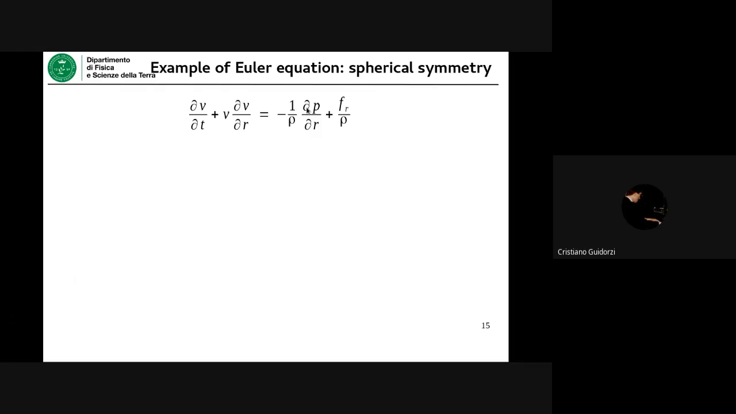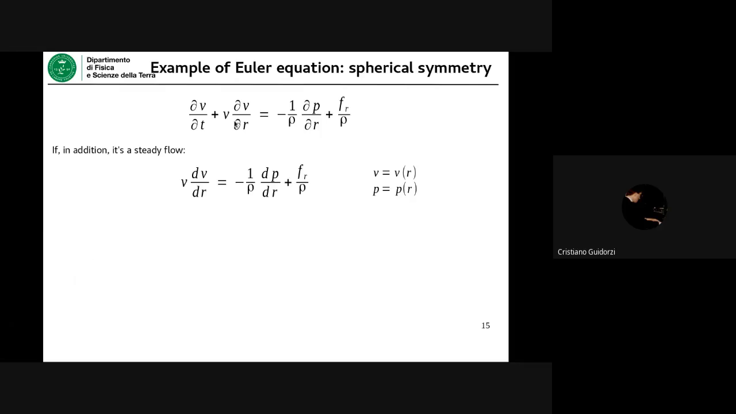And then, of course, the pressure gradient, again due to spherical symmetry, is just the only component dp over dr, as well as the component of the force field. Let's make an additional assumption: let's assume that the flow is steady. Steady means that if you fix a point in space, there is no time dependence. So the partial derivative with respect to time is 0, so there is no explicit dependence on time. So this term here is 0.